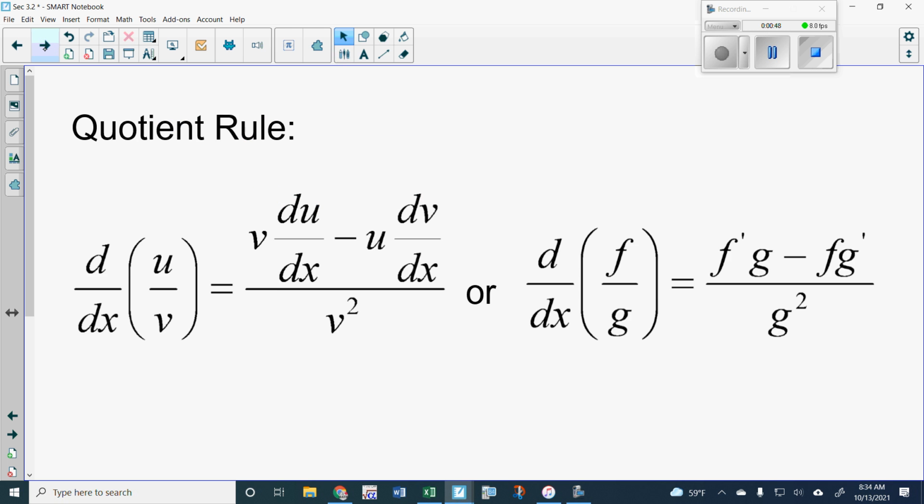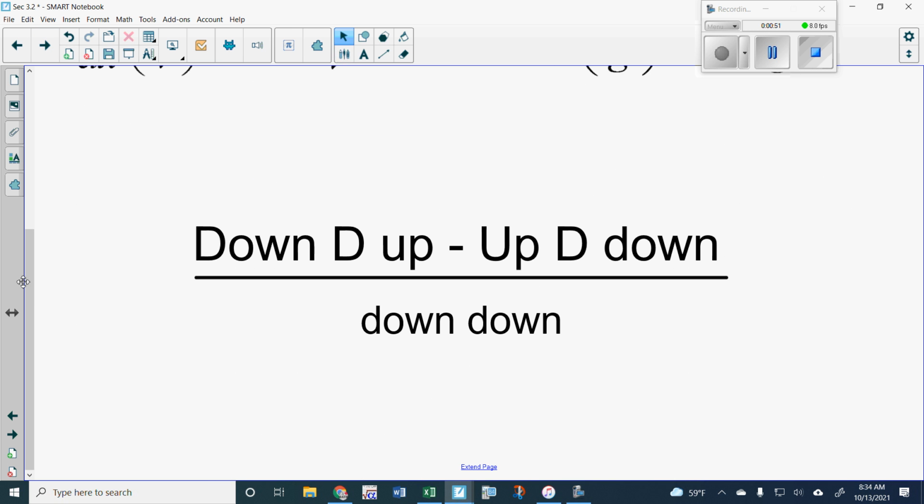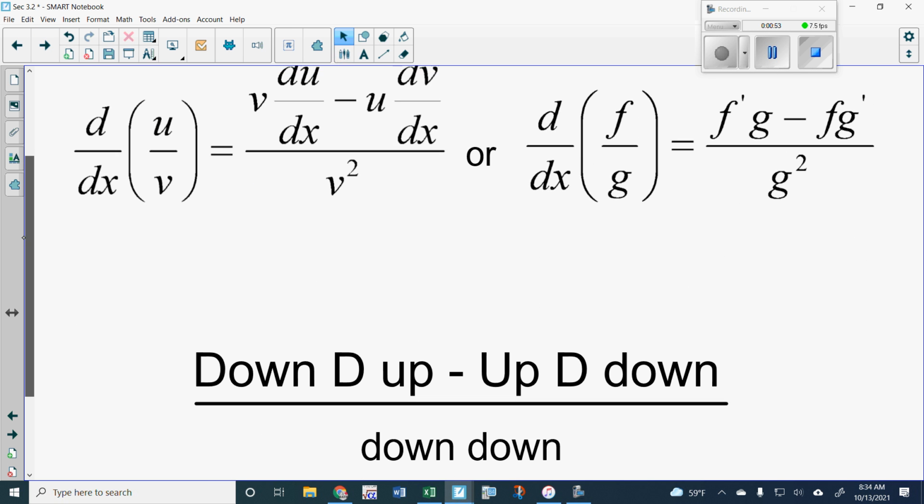We then looked at the quotient rule. And the quotient rule, if we want to look at it for the formula, is derivative of the top times the bottom minus the top times the derivative of the bottom over the bottom squared. Or as our song, you guys can sing it with harmony, we could say: it is down D up minus up D down all over down down. So that's what we want to think about as we do the quotient rule today.